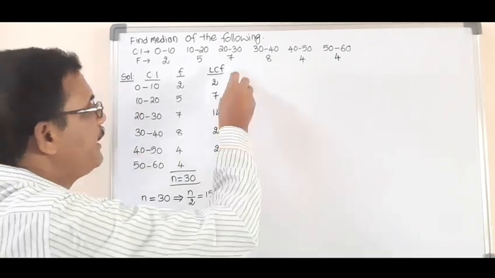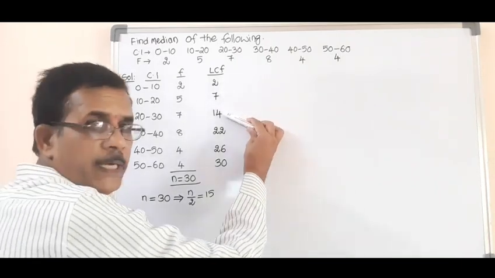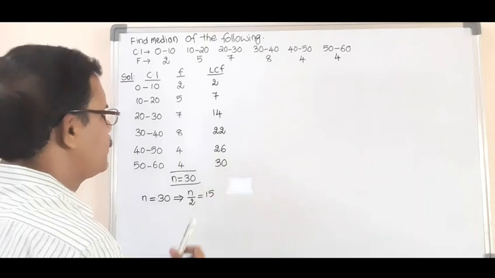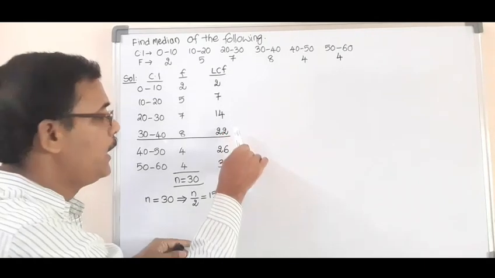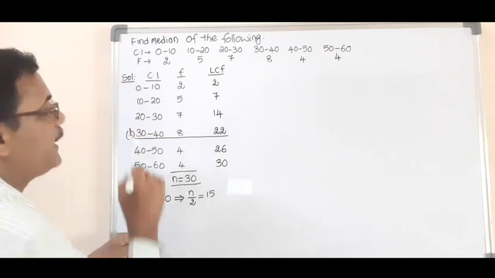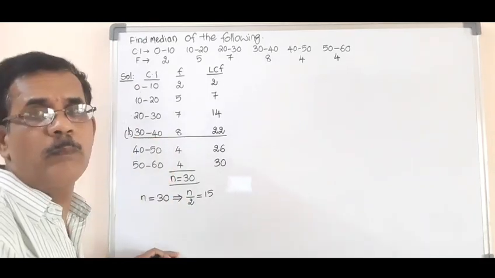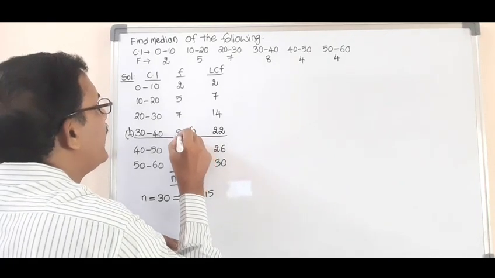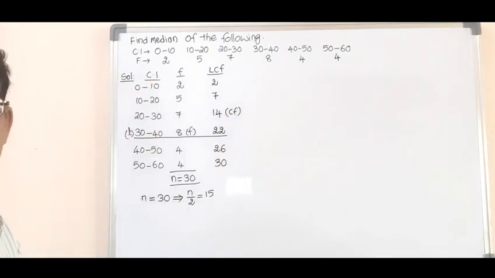Now we will see the 15th observation in LCF. Here up to 2 observations are there, up to 7 observations, up to 14 observations. Now the 15th observation will be here, 14 to 22 observations. So we will underline this class. The 15th observation lies between 14 and 22, so this will become the median class. So 30 is the L value, the lower limit of the median class. 30 to 40 is the class interval of the median. Next, 8 is the frequency of the median class. 14 is the cumulative frequency preceding the median class.